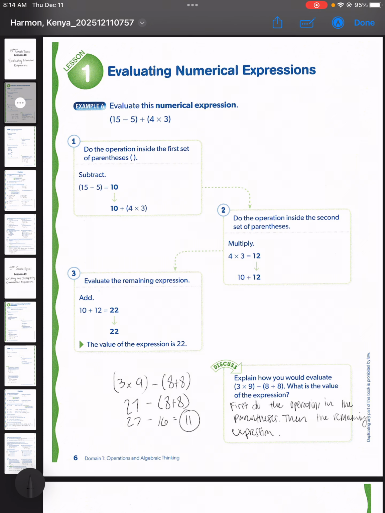As students jump into the example, the worksheet really guides them through how to solve this and tells them what they should do first. So as we see the expression 15 minus 5 plus 4 times 3, we see two sets of parentheses. We're going to do the operation that's in the first set of parentheses first. Then they are going to do the operation in the second set of parentheses, and then they are going to add them together.